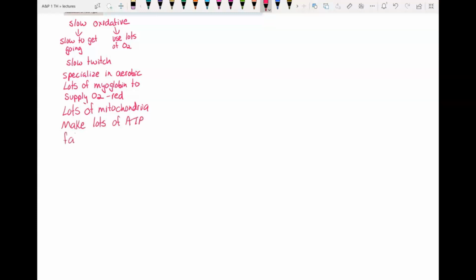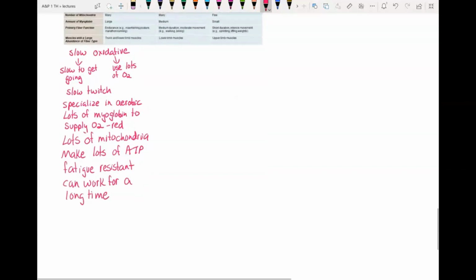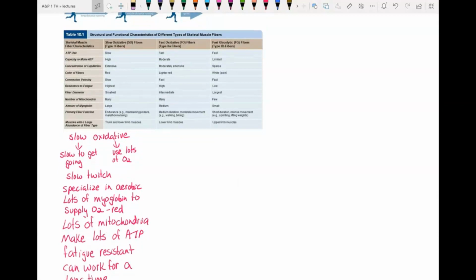So they are fatigue resistant. This means they don't get tired easily. They can keep working for a long time. So this chart shows some other features. I'm not going to talk about everything in the chart. I went over a few highlights, and you can look at this chart for the rest of the features of slow oxidative. Now let's look at fast glycolytic.